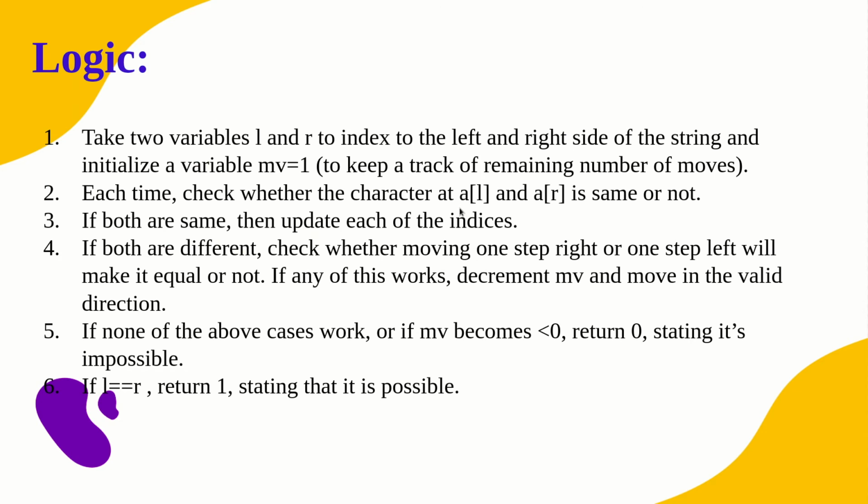So that's why at each iteration of the loop we check al is equals to ar or not. So there are two conditions. They might be equal or they might not be equal. So let's handle both of those conditions. So if both the characters are same, then update each of the indices. Okay, so let's understand this.